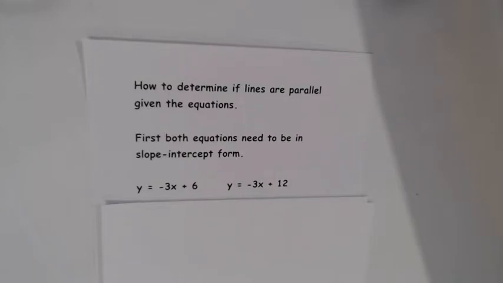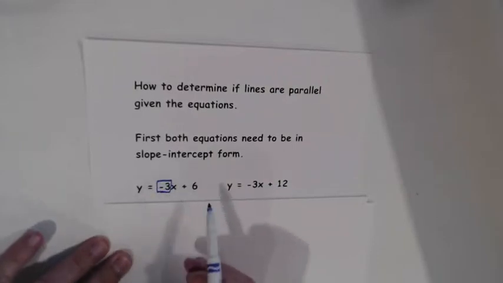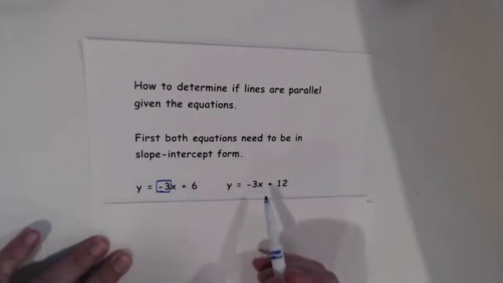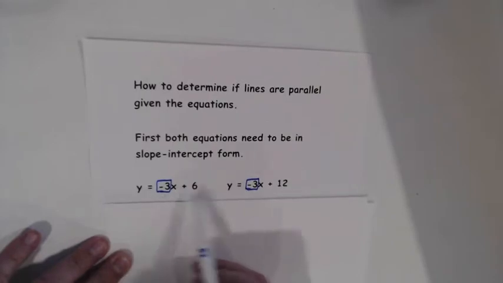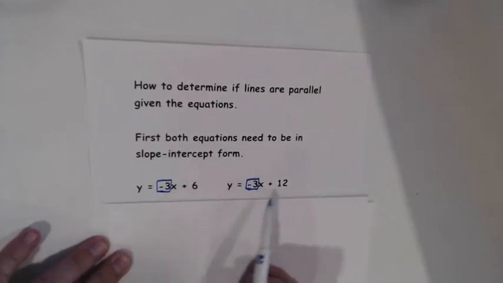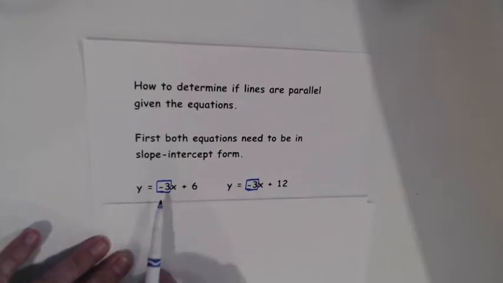Here are two equations. Y is equal to, and after the equal sign there is a number in front of x. This number right here is your slope. Looking at this other one over here, this one is your slope. As long as both of these equations are in the correct order, if both of those numbers in front of the x are the same, then these two lines are parallel because the slopes are parallel.